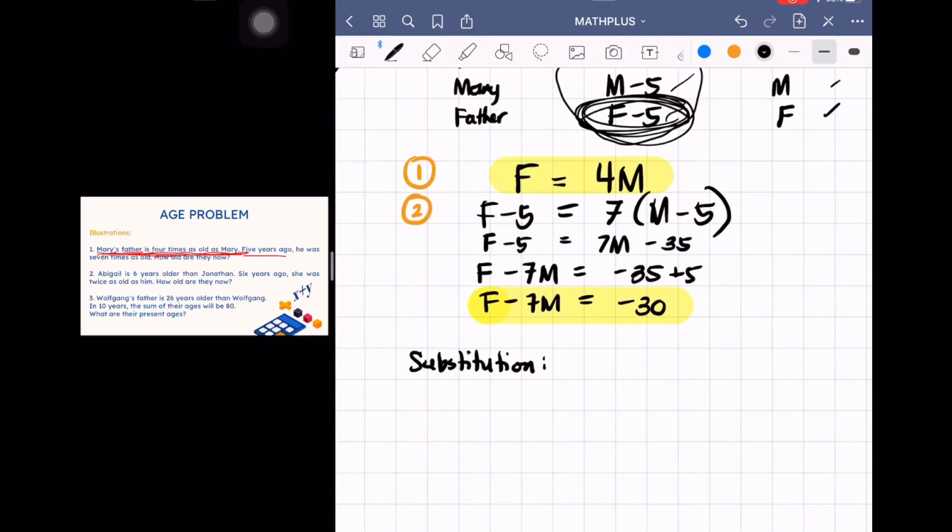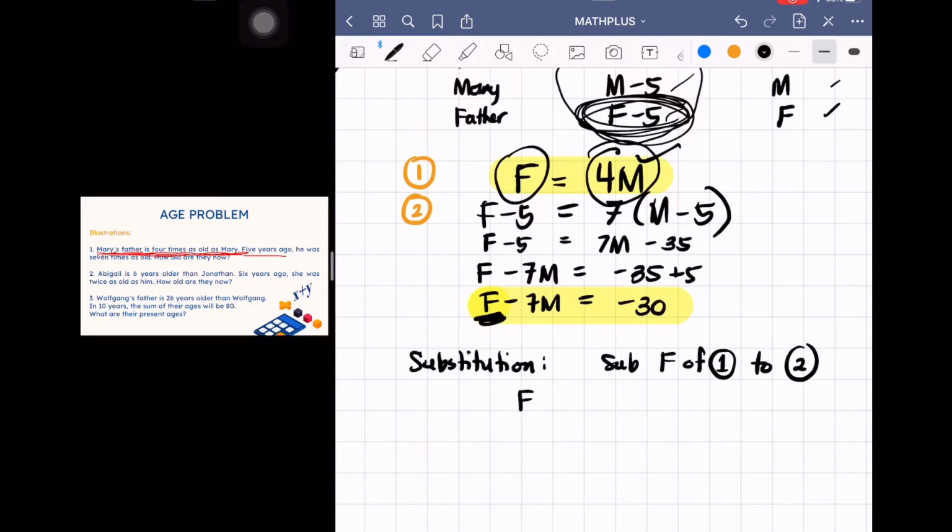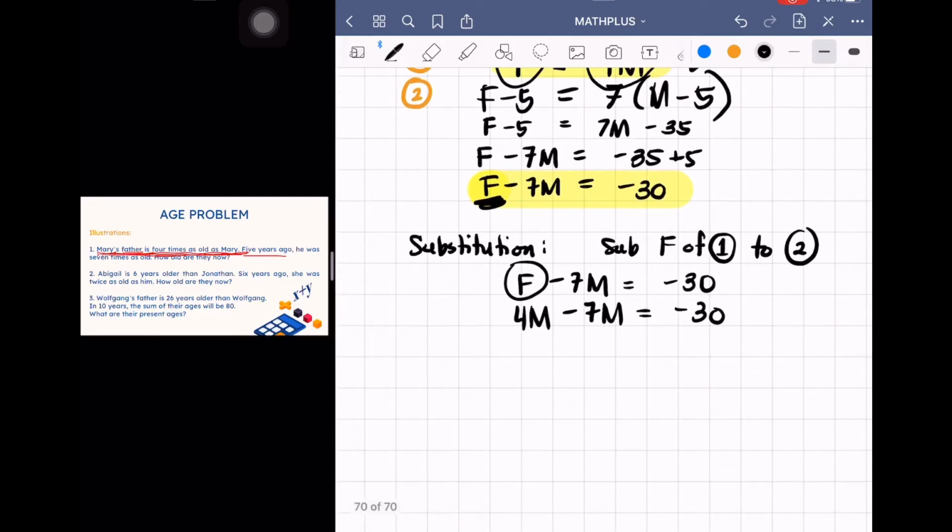By substitution, substitute F of equation 1 to equation 2. So, since F is already equivalent to 4M, I will replace this F by 4M. Let me write the equation again. F minus 7M equals negative 30. I'll replace this with 4M from the statement in equation 1. 4M minus 7M equal to negative 30. Okay? That gives me negative 3M equal to negative 30. And that's M equal to 10. Okay? If we divide both sides by negative 3.